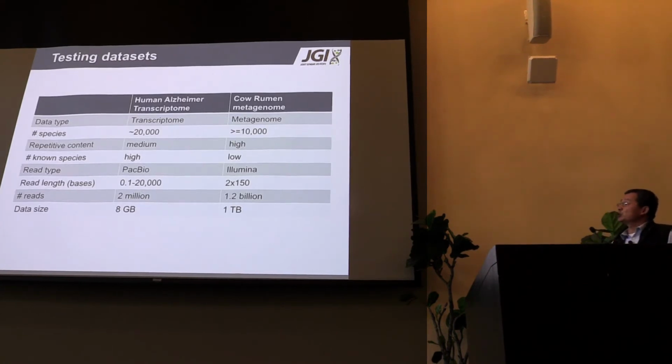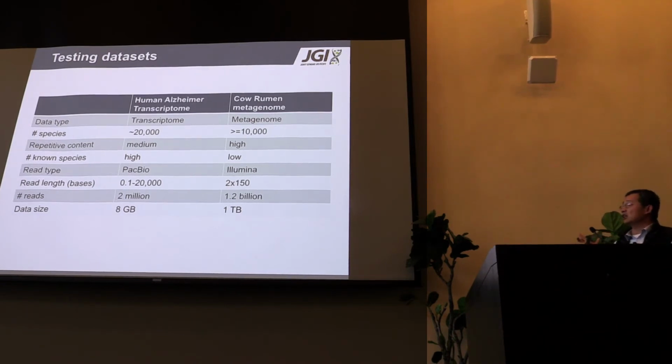And we use two test data sets. The right one is a real cow rumen metagenome with sequence that has 1 terabase. This data set contains over 10,000 different species. It has very high repetitive elements, and there are very few known species. We get the data using a technology called Illumina sequencing, and the reads are very short. For each of the pieces, we get 150 bases from each end, and we have a lot of them. We have 1.2 billion short pieces.